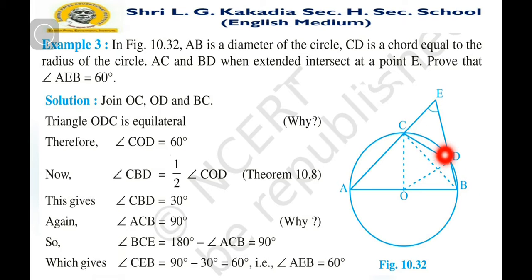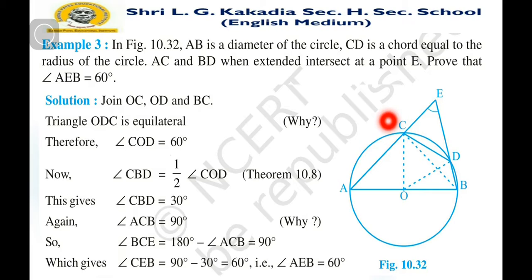Here you know that CD is half of the diameter, that is equal to the radius. So OC and OD are also radii. So OC, OD and CD, these three sides are equal. So triangle ODC is an equilateral triangle, and we know that each angle of an equilateral triangle is 60 degrees. So angle COD is 60 degrees.